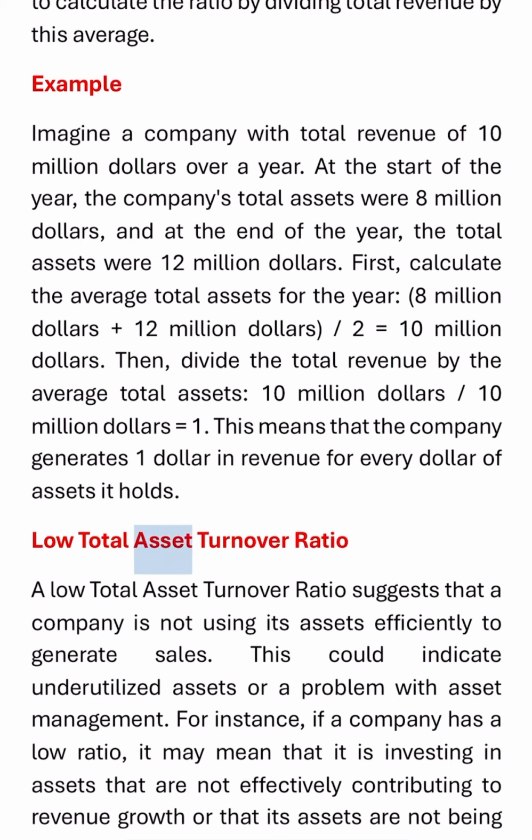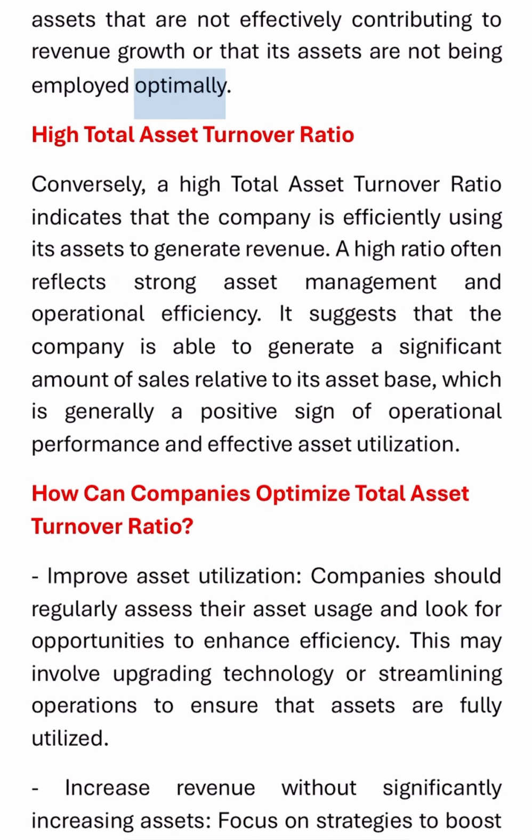Low total asset turnover ratio. A low total asset turnover ratio suggests that a company is not using its assets efficiently to generate sales. This could indicate underutilized assets or a problem with asset management. For instance, if a company has a low ratio, it may mean that it is investing in assets that are not effectively contributing to revenue growth, or that its assets are not being employed optimally.